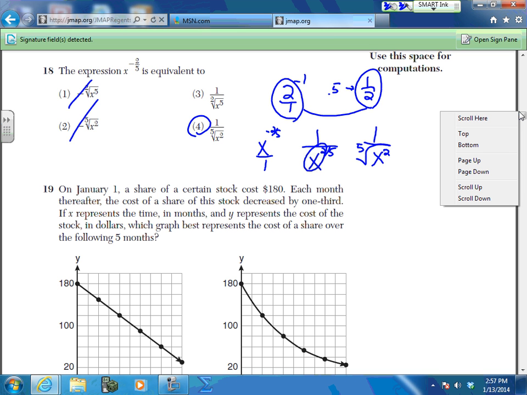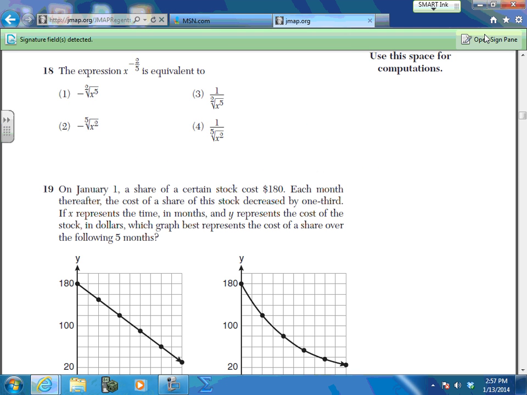Something that might help is to pick a value of x. Like just let x equal 4. And plug in 4 to the negative 2/5. And then come down here and do this with your 4. And they should end up with the same value. That's another way if you're having trouble with your negatives.